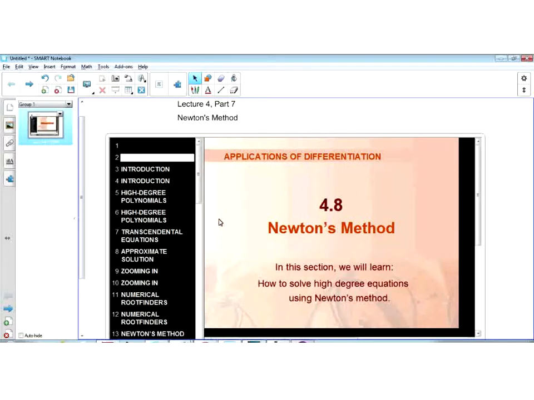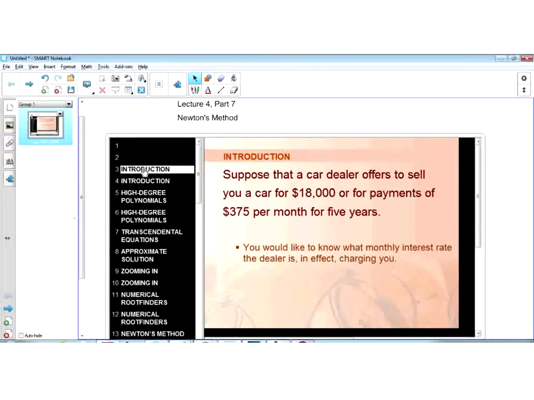How to solve high-degree equations using Newton's method. And not just high-degree equations, but say functions which are composites of trigonometric, exponential, and polynomial functions. You can find solutions to those equations as well. All right, and you can find these solutions without the aid of technology such as a calculator or a graphing tool.